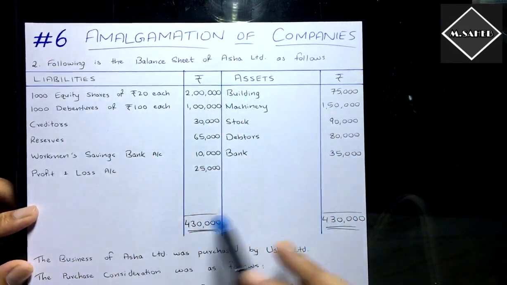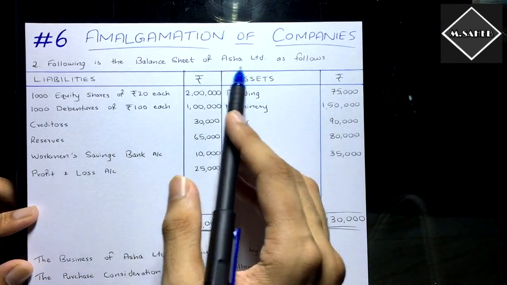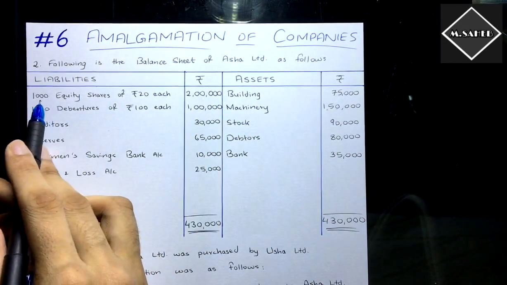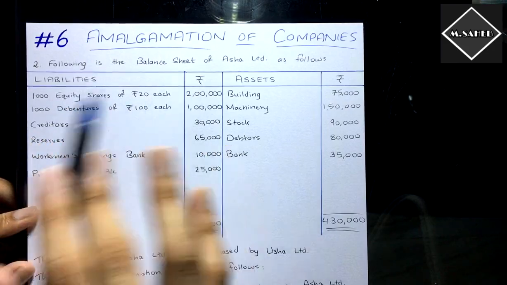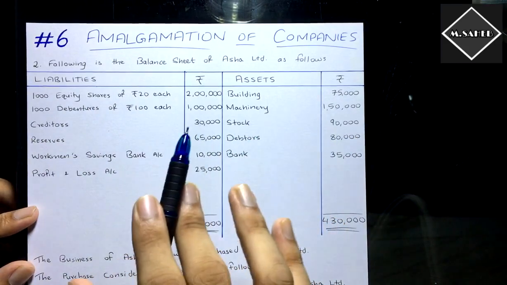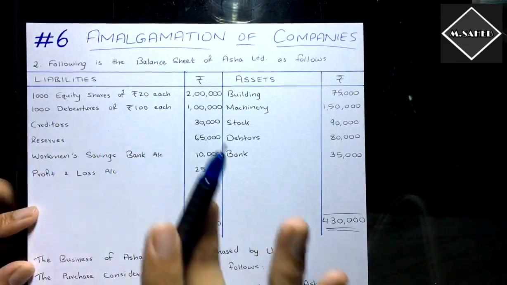So here we have been given a balance sheet of this company, Asha Limited. As you can see, we have got equity shares only. We don't have any preference shares, so there are no preference shareholders in this company. Fine, only equity shareholders are there.